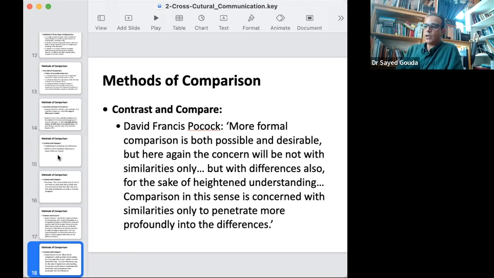Another one, David Francis Pocock, said, more formal comparison is both possible and desirable. But here again, the concern will be not with similarities only, but with differences also, for the sake of heightened understanding. So some scholars prefer to focus on the differences, while others prefer to focus on the similarities. But according to Alan Macfarlane, it's better to focus on both. When we make any comparison, it's better to focus on both similarities and dissimilarities and differences.